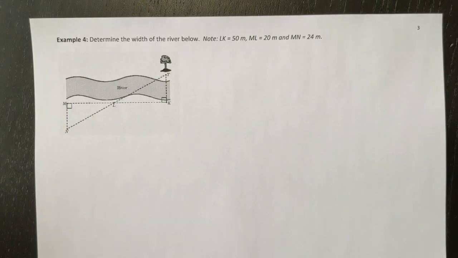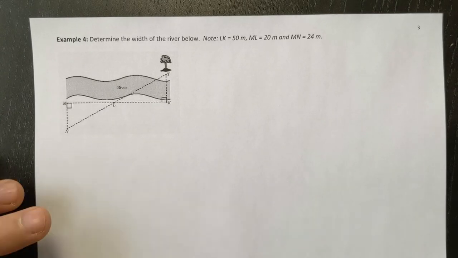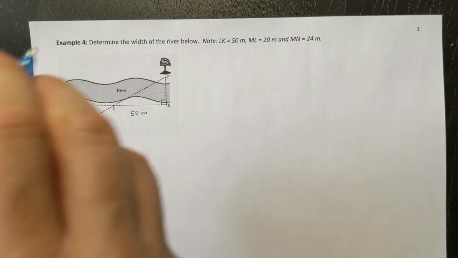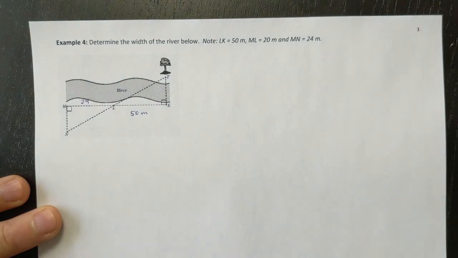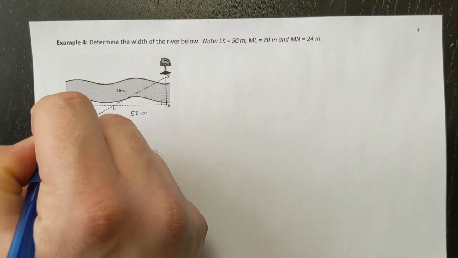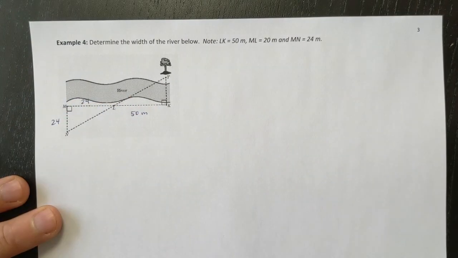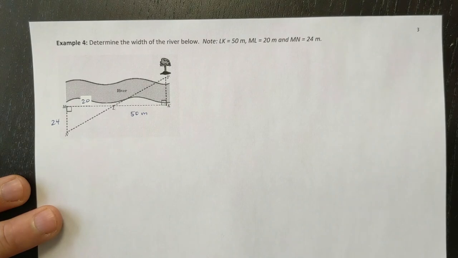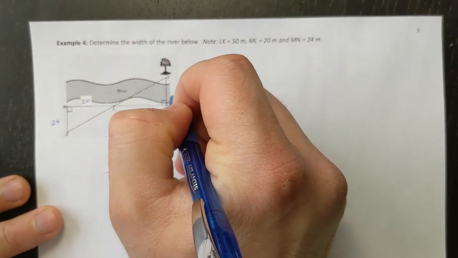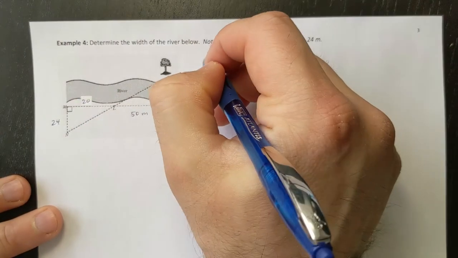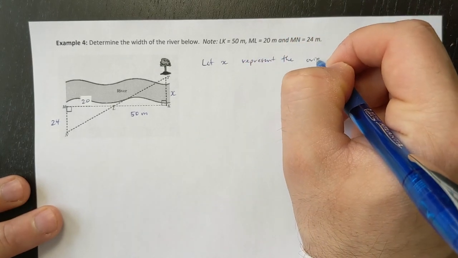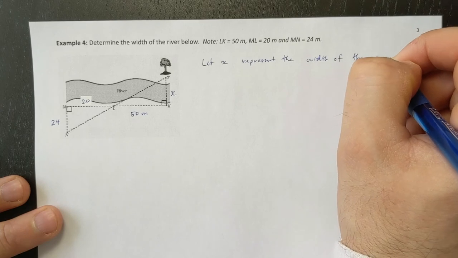Determine the width of the river below. Okay, note that LK is 50 meters. ML is 24 meters. And MN right here is 24 meters. I apologize. ML right here is 20 meters. Okay, so we need to find the width of the river, which is TK. And so I'm going to put an X there. So let X represent the width of the river.